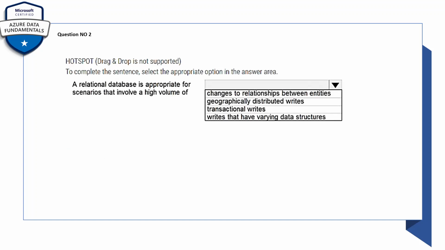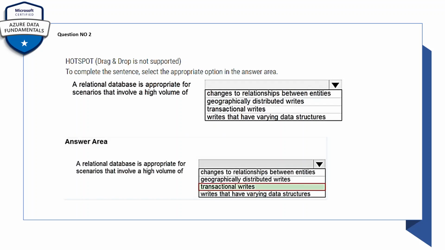Question number 2. If you have already attempted a couple of certifications, you'll know there will be drag and drop options. Same here in DP-900, you'll get the same options. To complete the sentence, select the appropriate options in the answer area. A relational database is appropriate for scenarios that involve a high volume of transactional writes. So this is the correct answer that you need to select.